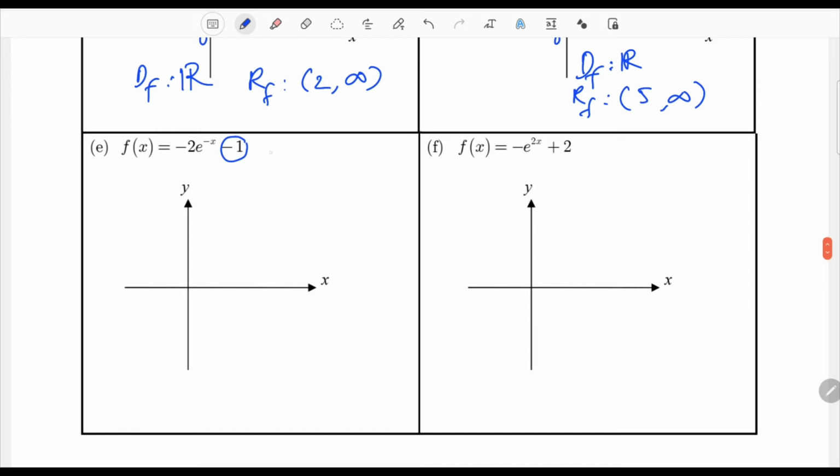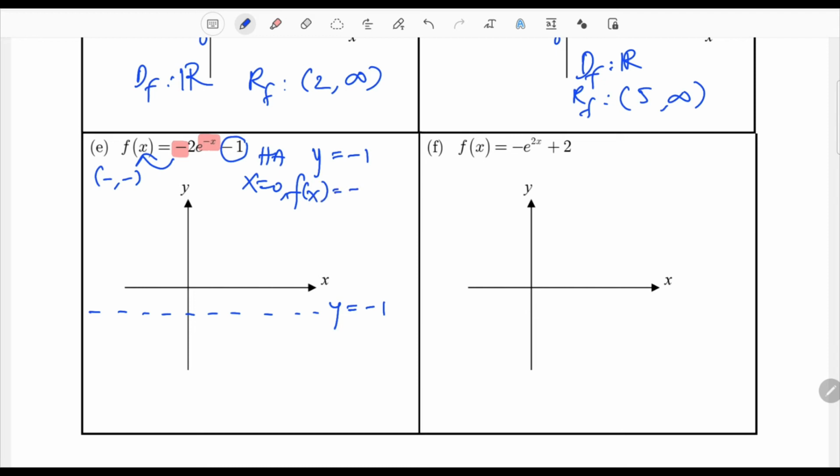So you look at negative 1 here. This is your horizontal asymptote, y equals negative 1. So if you look here, you have x negative, and this negative I told you belongs to f(x). So the asymptote is y equals negative 1. When x is 0, substitute into the function f(x) equals negative 2 e^0 minus 1. Exponent 0 is 1, so we get negative 3. So find your negative 3.